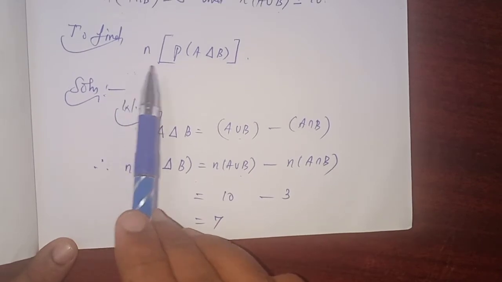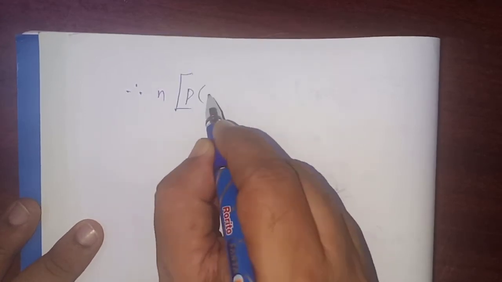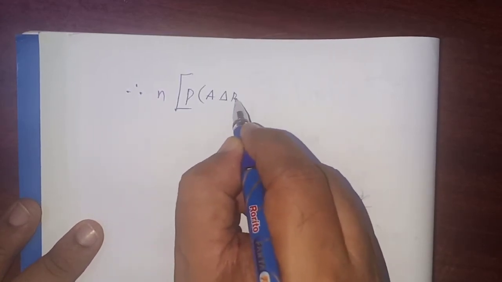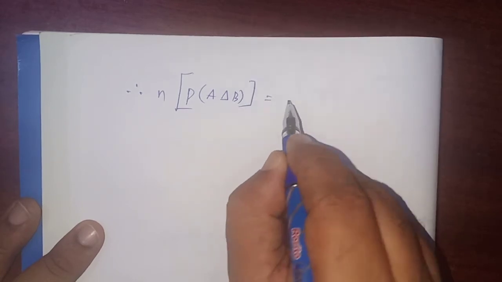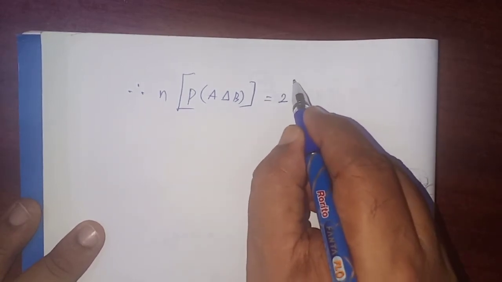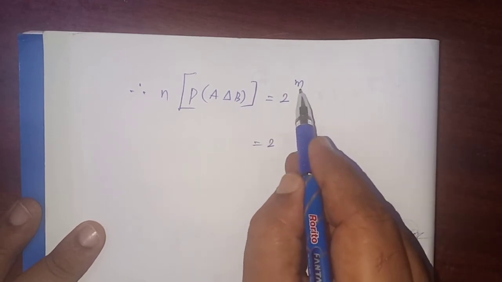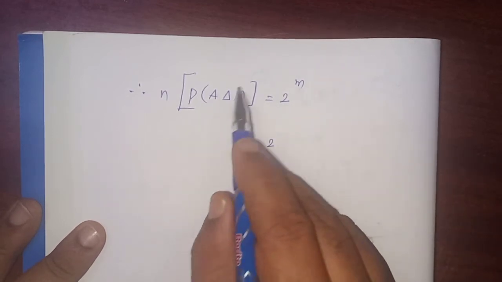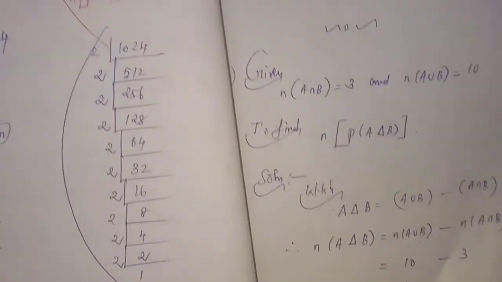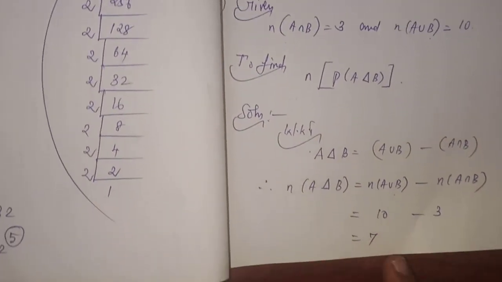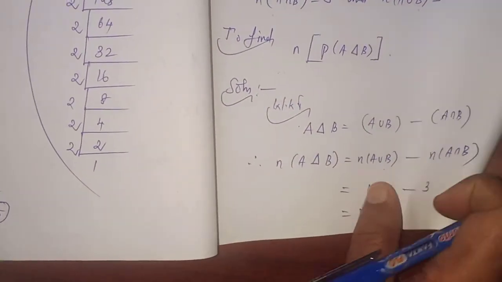Therefore, n of power set of A delta B is equal to 2 power m. m represents how many elements are in A delta B. Here, how many elements are there? 7 elements are there. That is the value of m.